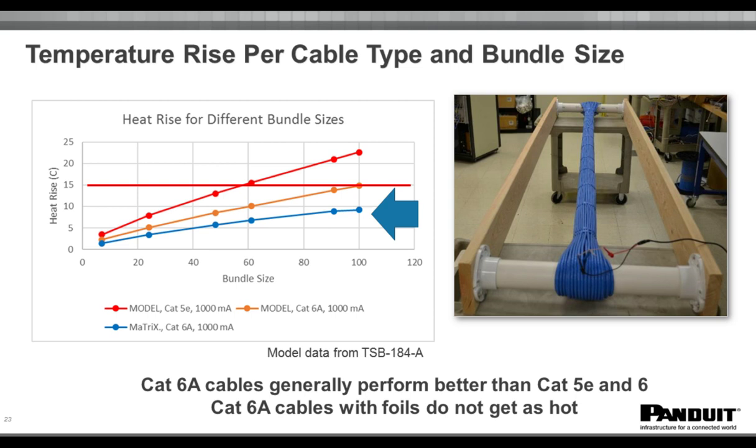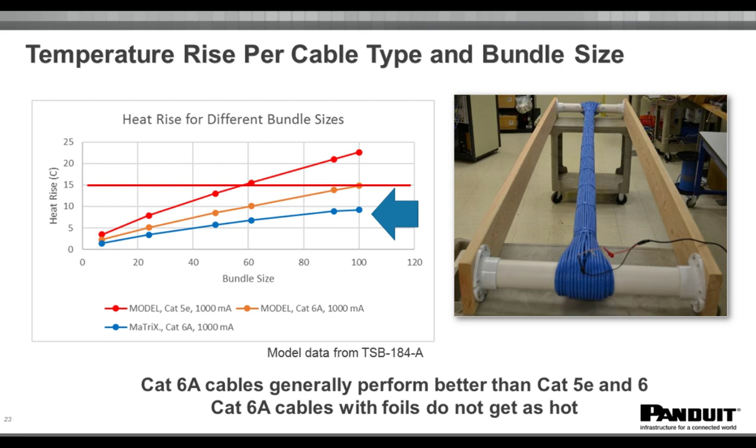So in this next slide, at 15 degrees C on the y-axis, I have that red line shown there. And what this graph is showing is the temperature rise versus the bundle size for various types of cable. And this is all model data from the TIA technical bulletin. So the first one we want to look at is the model for Cat 5e, and you'll notice that it crosses that 15-degree threshold at about a bundle of 60 cables. With a Category 6A cable, that orange line, it goes up to about 100 before it would cross that 15-degree threshold.